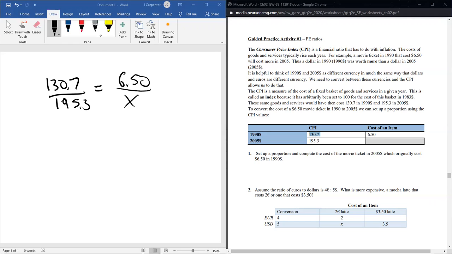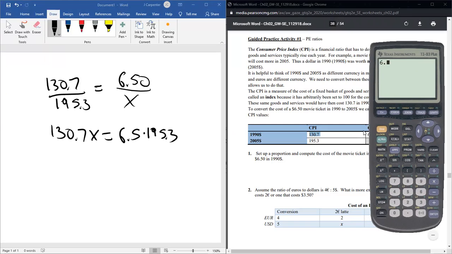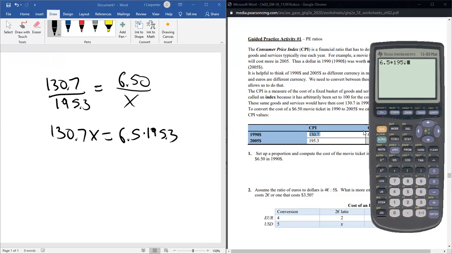So we're going to cross multiply. So we get 130.7 times the x is equal to the 6.5. I'm going to drop the 0 times the 195.3. Then we pull out our calculator, which is right here. Clear. So we're going to do 6.5 times 195.3. We're going to get 1269.45. So 130.7x is equal to 1269.45. Ooh, that got ugly.